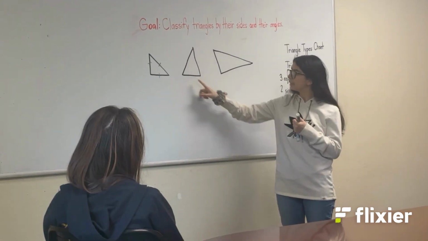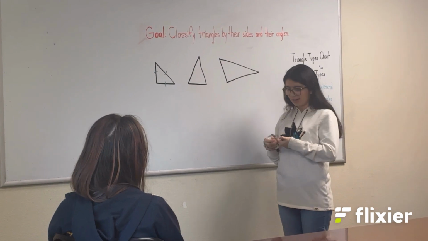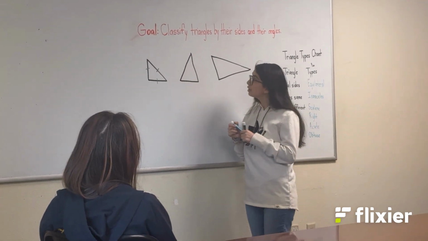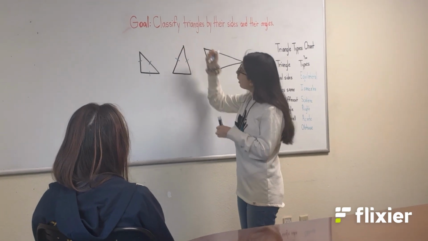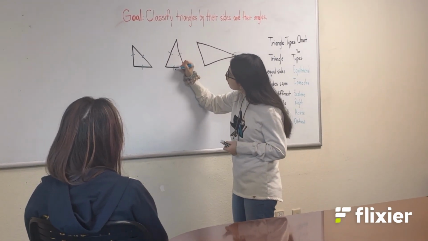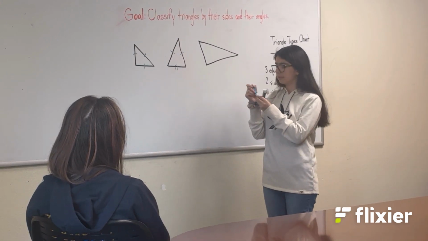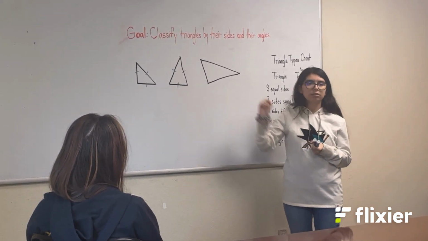Now, next up is an isosceles triangle. Could you repeat that with me? Isosceles triangle. Now, an isosceles triangle has two sides that are the same length, and then it has one side that is a different length than that. That's an isosceles triangle. And now we have the scalene triangle.